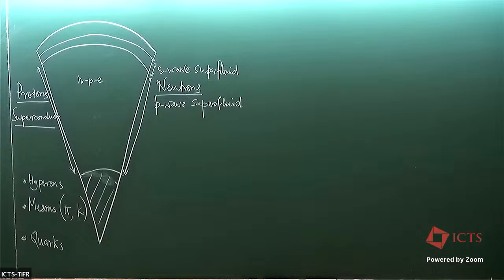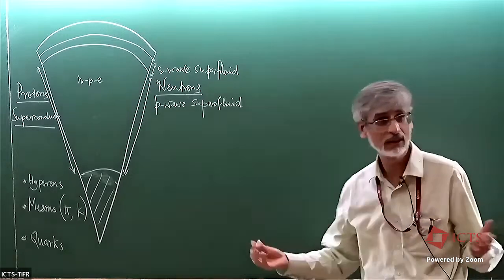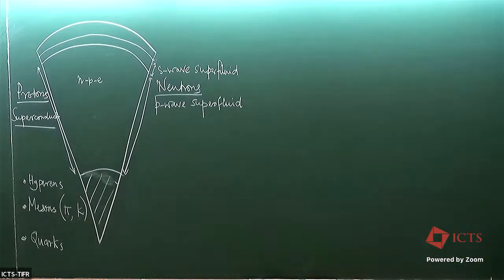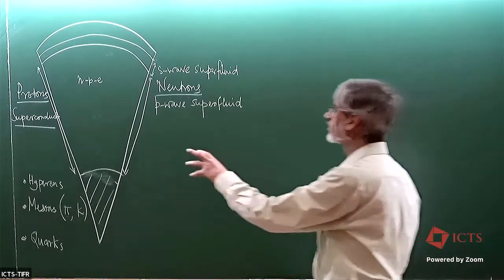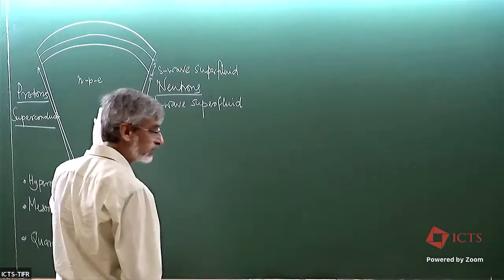So you can see the complexity of the system now. You have a quantum fluid of neutrons, a quantum fluid of protons, and a normal electron gas, all coexisting in the same space. So this allows for some really rich phenomenology of interactions. To understand that, let's now start getting into other properties of this neutron star.